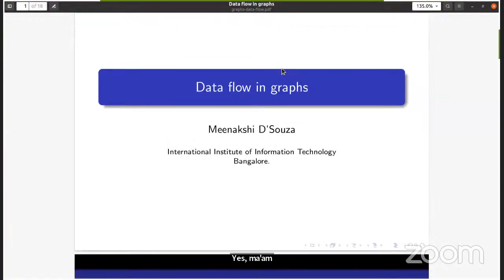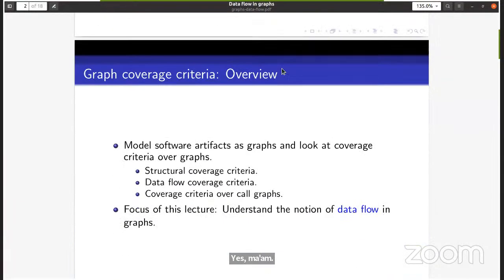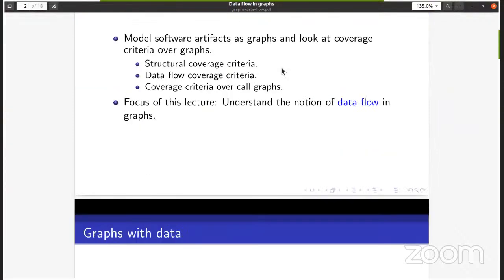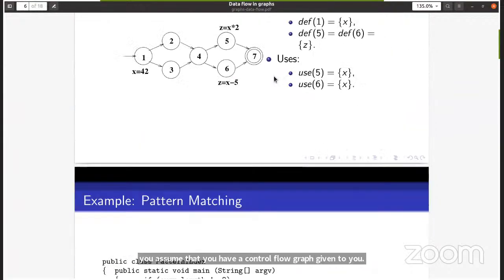There were more than 2 queries about explaining DU paths, so we will quickly go over it for 10 minutes. You assume that you have a control flow graph given to you, right? Let me just go over to a picture.